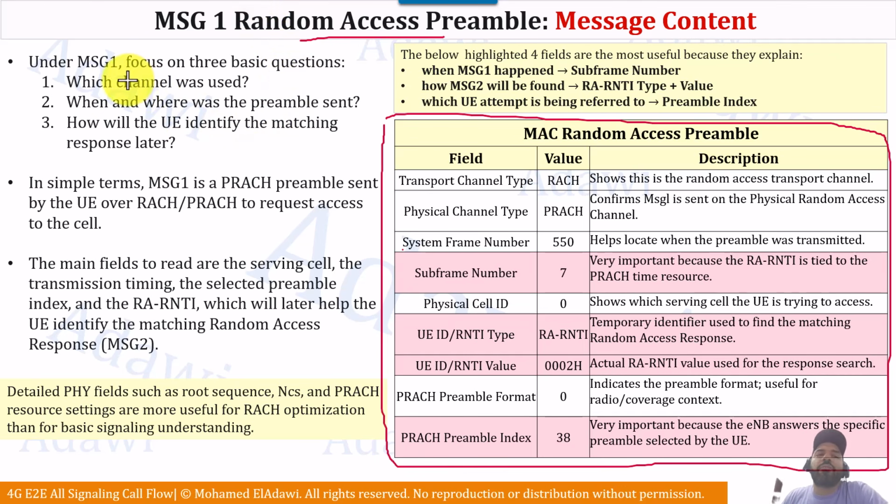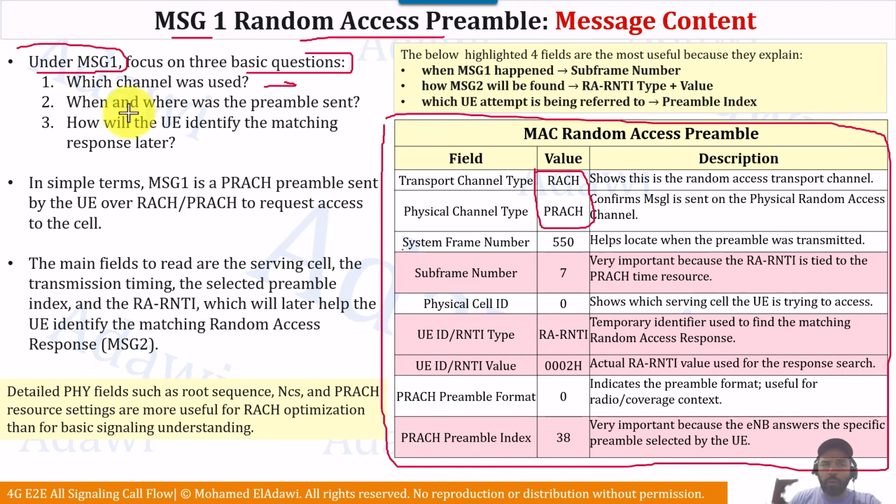Usually, I summarize this into 3 main questions under message number 1. The 3 basic questions that I should know: which channel was used. So I know that message 1 used the PRACH channel. If you have a drive test or a physical decoder of the messages, you will know that the transport channel is RACH and the physical channel is the PRACH. So this is the first question I should answer.